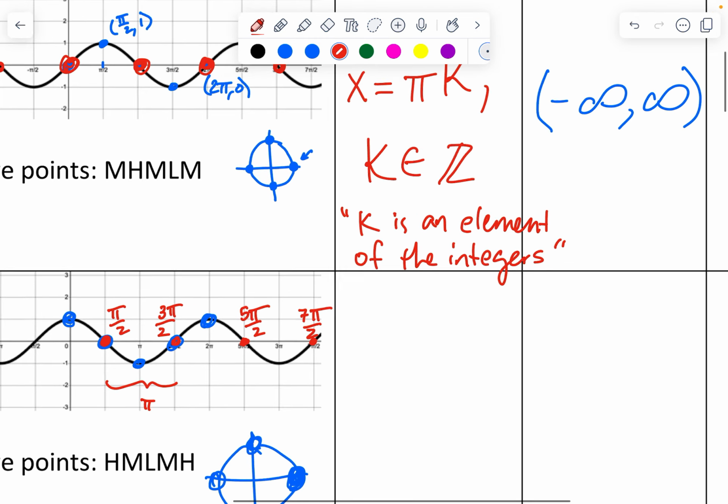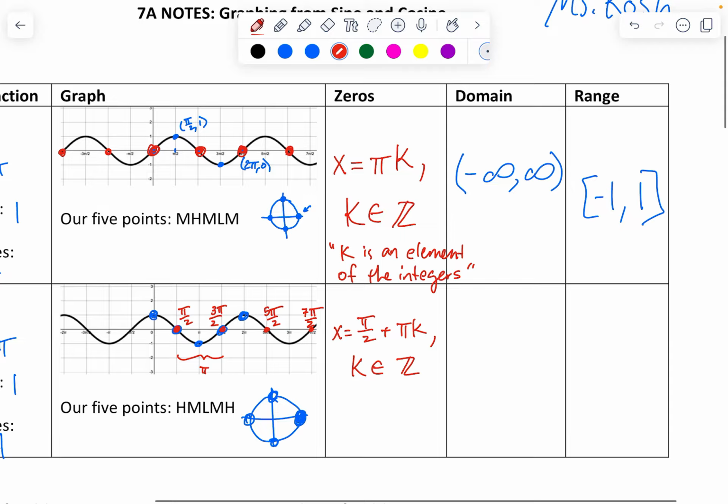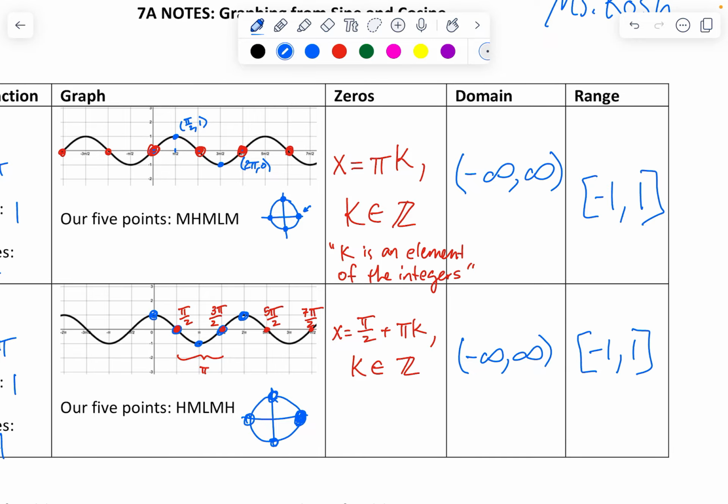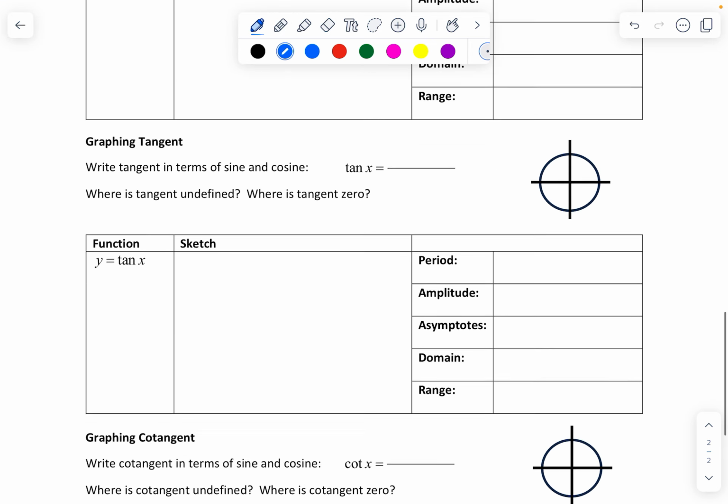And so what we will say for this one, the zeros of cosine, are at pi over 2, plus they happen every pi unit, so we say plus pi k, where k is an element of the integers. Okay, they're pi units apart, but they don't start at 0 like the first one did. They start at pi over 2. Okay, the next little bit, our domain is negative infinity to positive infinity, and our range, just like sine, is -1 to +1.